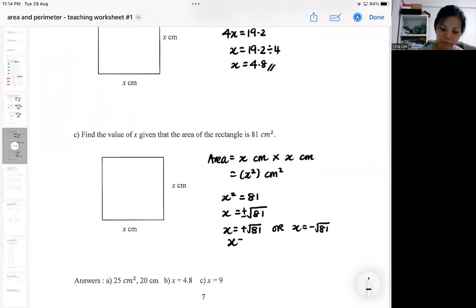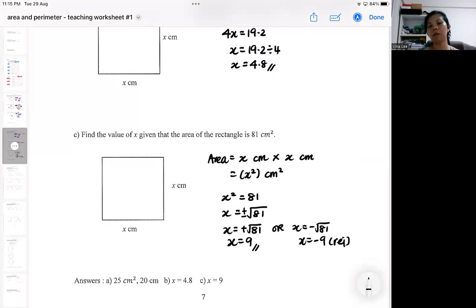However, if you work out the answer already, you will need to reject the negative answer because length cannot be negative. So x cannot be negative. That's why you reject the negative and then you accept the positive.